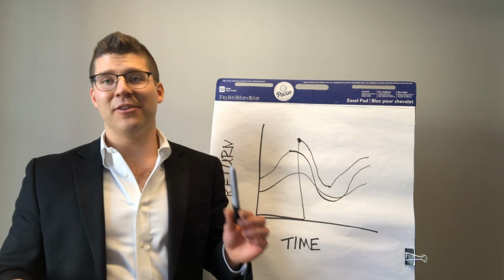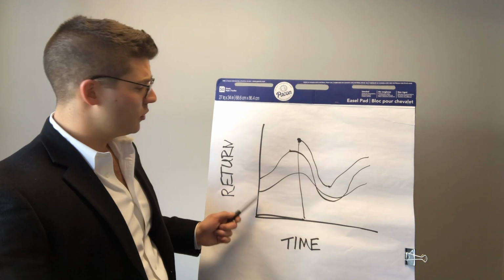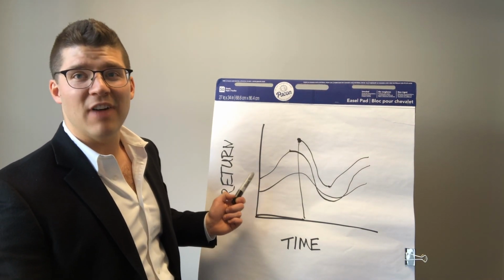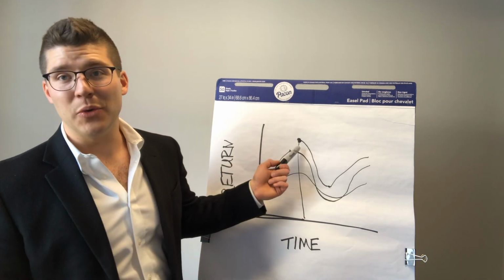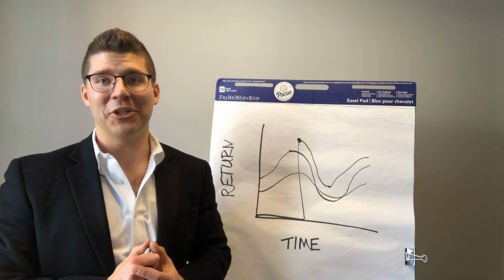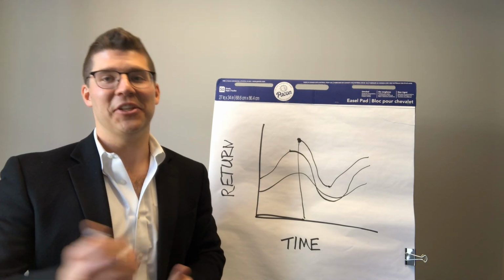So there you go, guys. One more time to wrap it up. Core is the most stable, core plus is more volatile, and value add typically offers the best return, assuming you actually add that value.